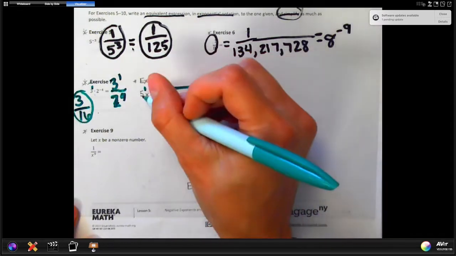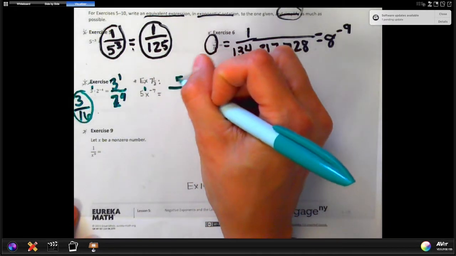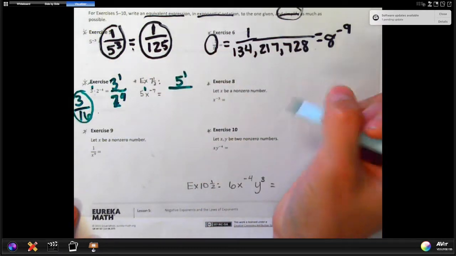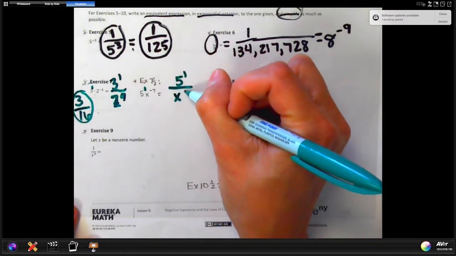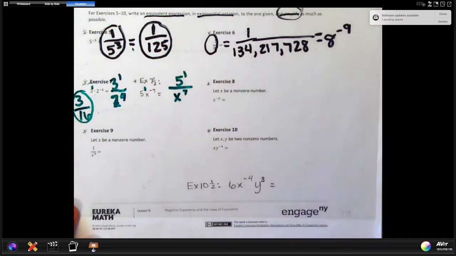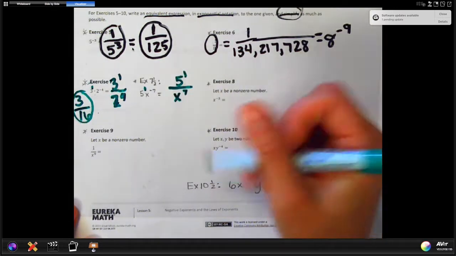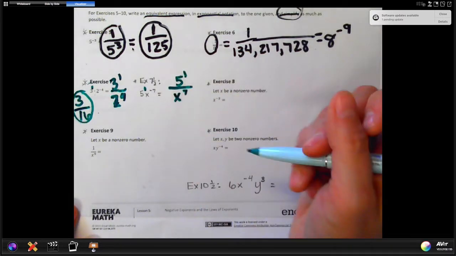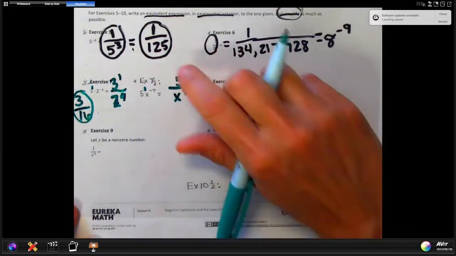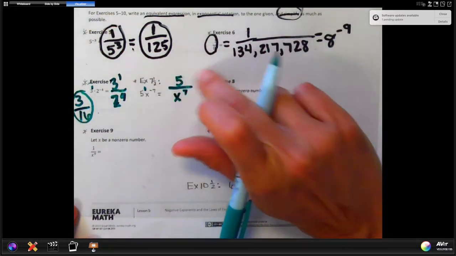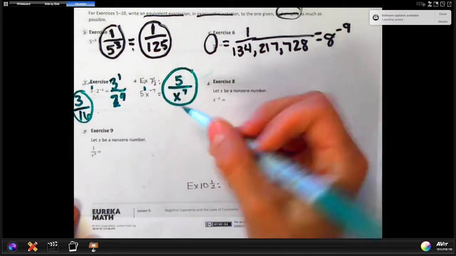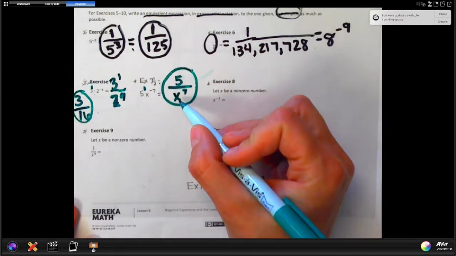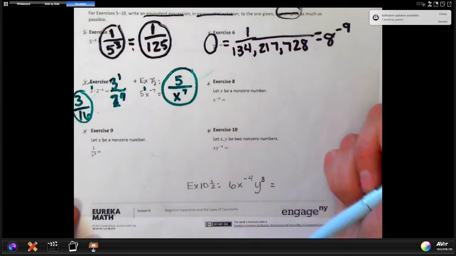5 to the 1 power is a positive exponent that goes on the numerator. And x to the negative 7 is negative, we want to make it positive, so we put it on the denominator. Now, this cannot be simplified further other than taking the 1 off of the 5. Otherwise, we keep it in exponential form because we don't know what x is yet. So that's our only option in this case.